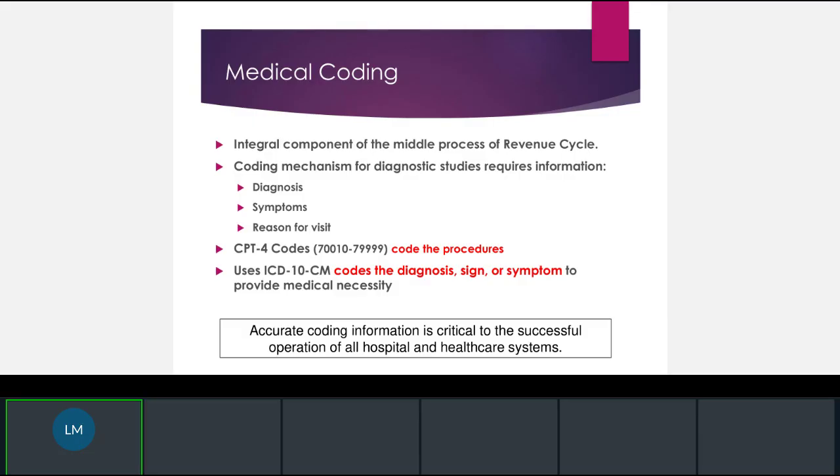So those coding procedures, without those, your facility would never get reimbursed for anything that happens. So the CPT and ICD codes, definitely where we're involved, we have to have both of those things in order for us to get financial reimbursement for those exams and studies that are done.